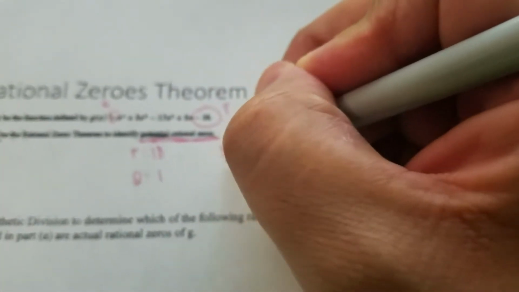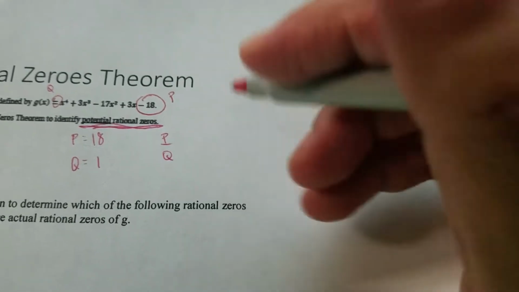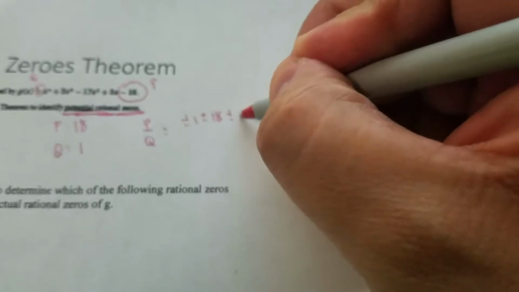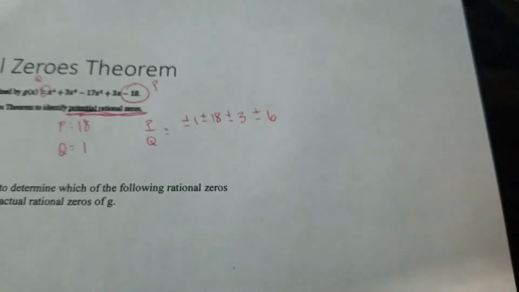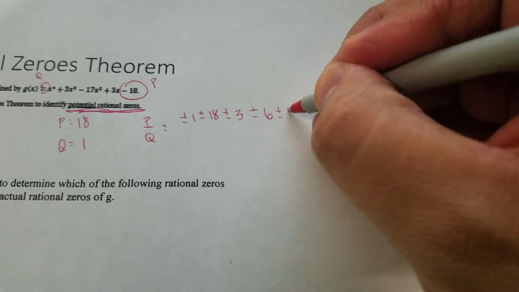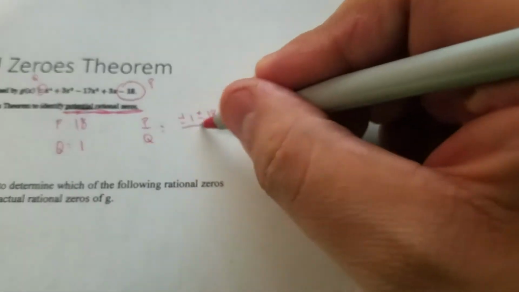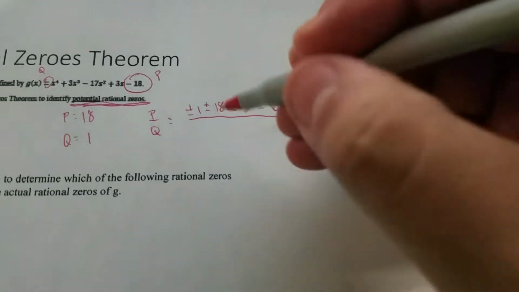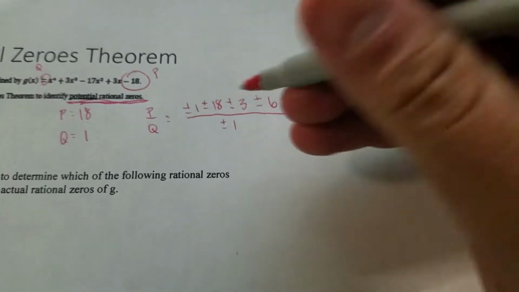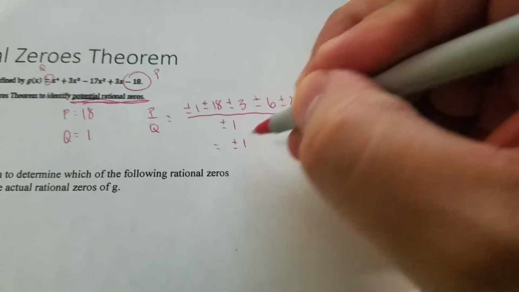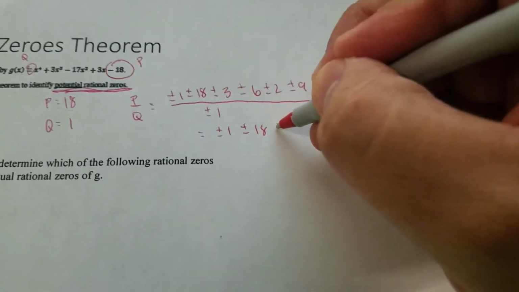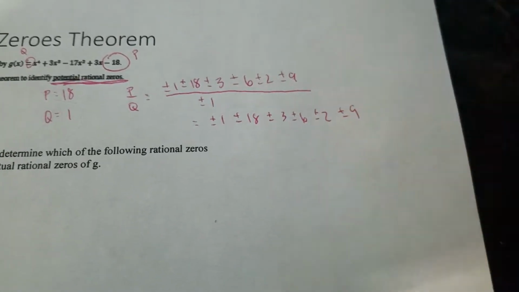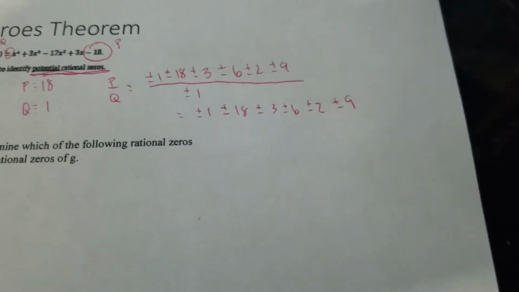So I want the factors of P over the factors of Q. So here, plus or minus 1, plus or minus 18, plus or minus 3, plus or minus 6, and plus or minus 2 and 9. So those are all my factors of 18, because if I multiply these two numbers, they give me 18. And on the bottom, it's just 1. So my list of possible zeros is plus or minus 1, plus or minus 18, plus or minus 3, plus or minus 6, plus or minus 2, plus or minus 9. Okay, so that's my full list.